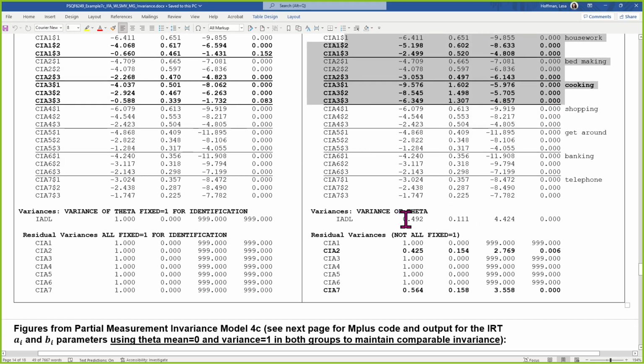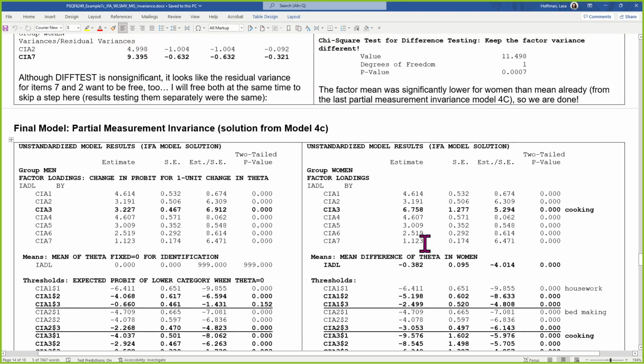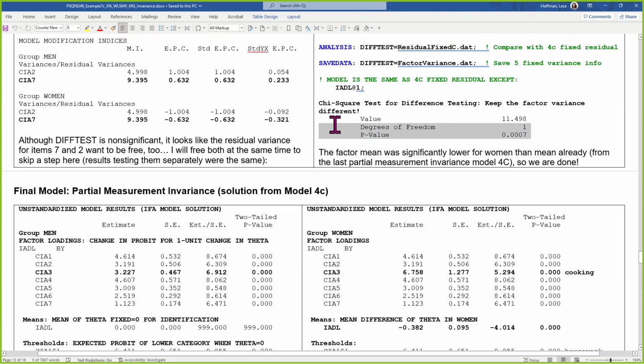The theta variance is half of that. So it looks like the men are more different from each other than the women are. The women are more homogeneous. That's what this is telling me. And they are significantly less variable. That's what the very last structural test revealed, with the DIF test.